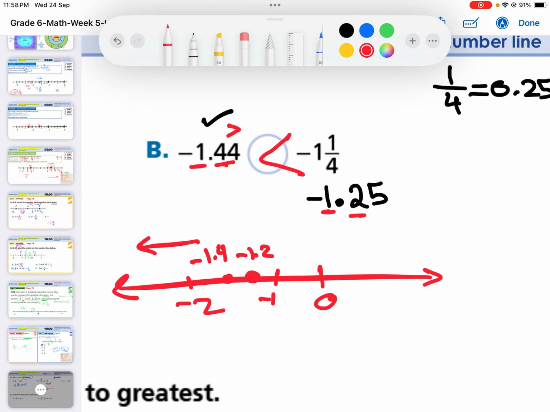Okay, guys? So please be careful. If you have 2 negatives here, it's better to use a number line. It could be confusing, but that's okay. You can do it.